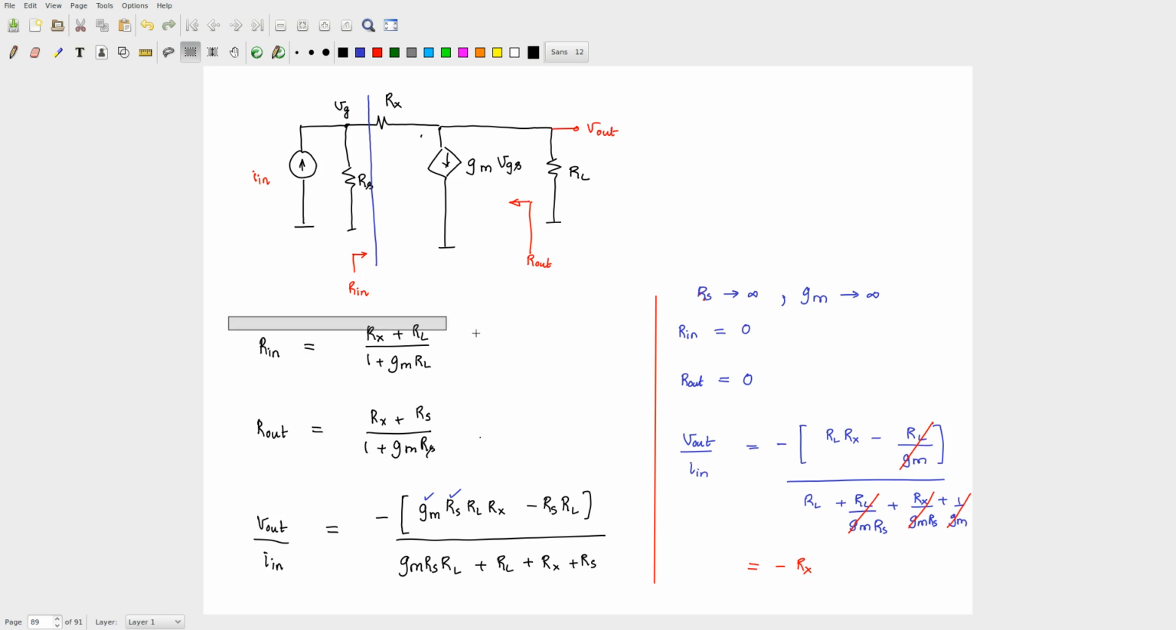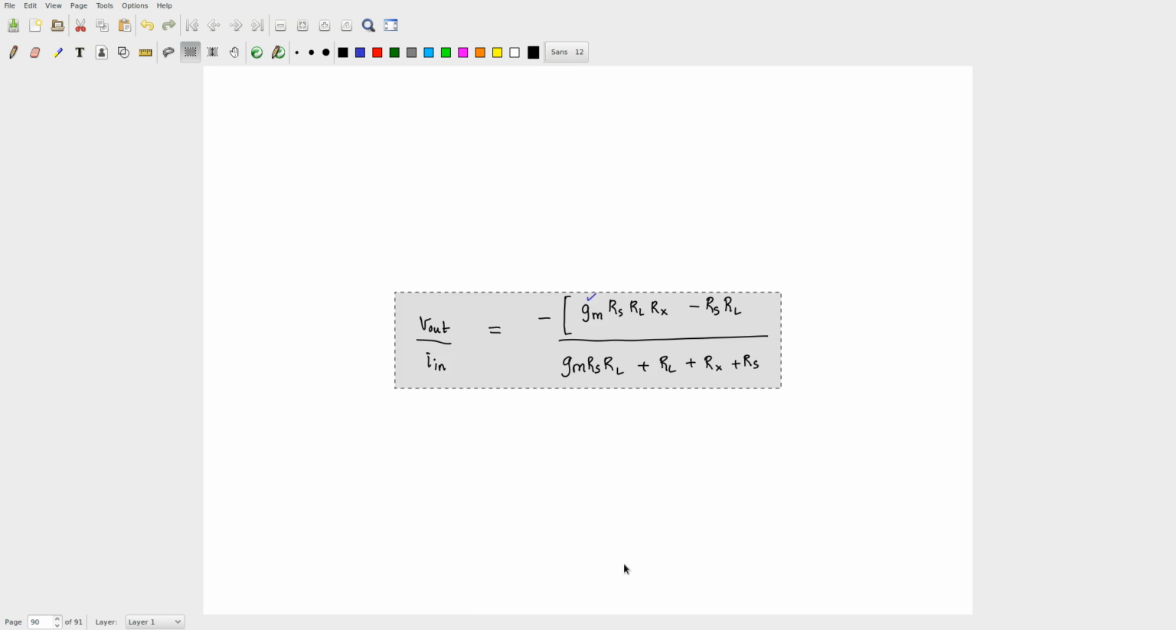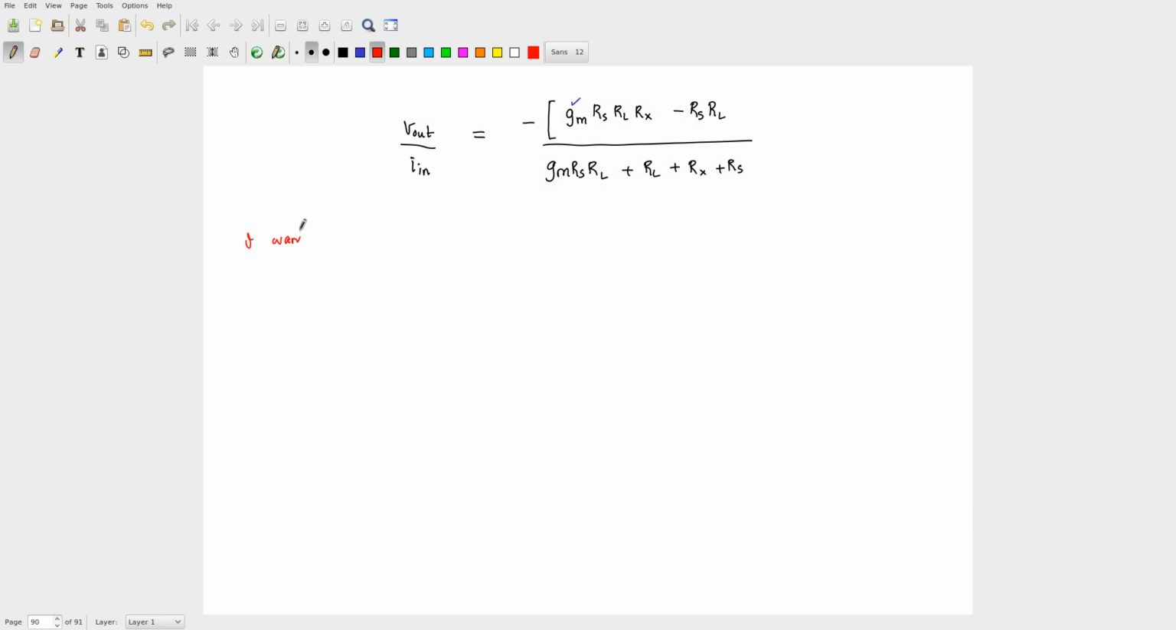I have these expressions. Essentially I want to look at the final expression, I don't need to look at the others. Look at this expression, and what do I want V out by I N to be? What do I want V out by I N to be? I want V out by I N to be minus Rx. Okay, now what should I do to these things in order to achieve that?